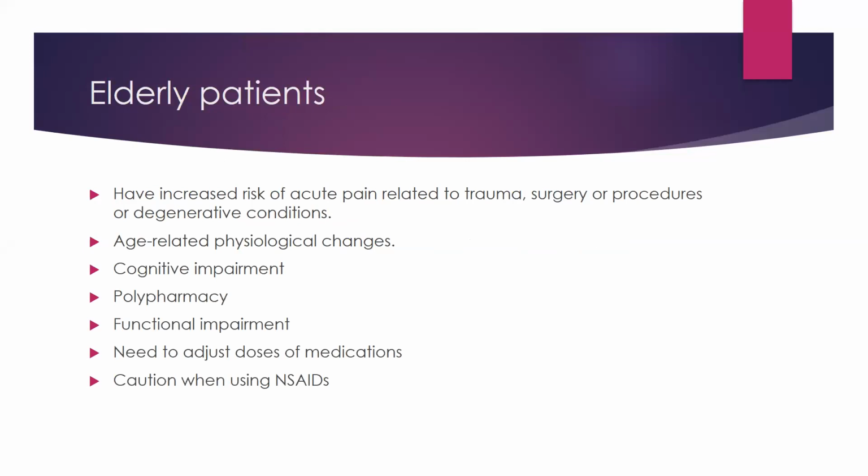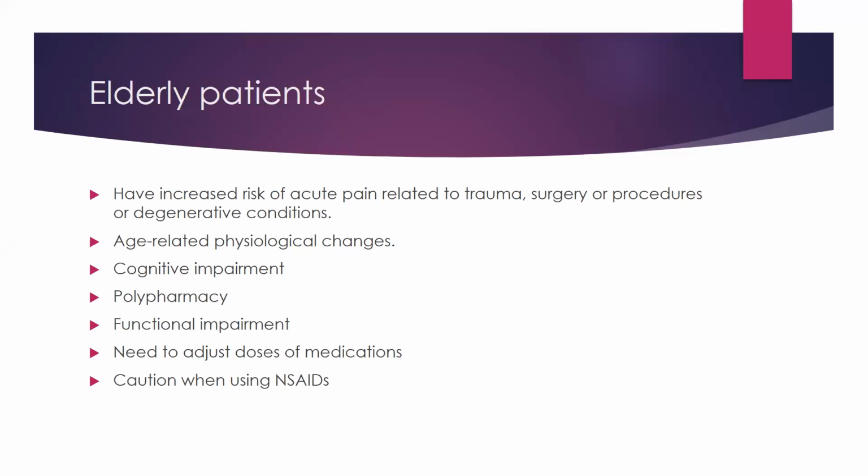So patients above the age of 65 years have age-related physiological changes. The renal function is slowing down, the hepatic function is slowing down, and many other changes that will impair how we prescribe their medications. Some of them have cognitive impairment. Some have polypharmacy because they have many comorbidities, so they are taking a range of drugs. Some have functional impairment. So there is need for us to adjust the doses of medications appropriately. Where patients have renal or hepatic impairment, it is good to consult and know how to adjust the doses of their medication and which medications are absolutely contraindicated in which type of diagnosis.